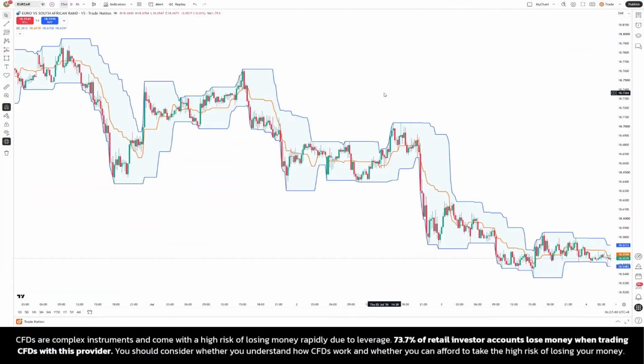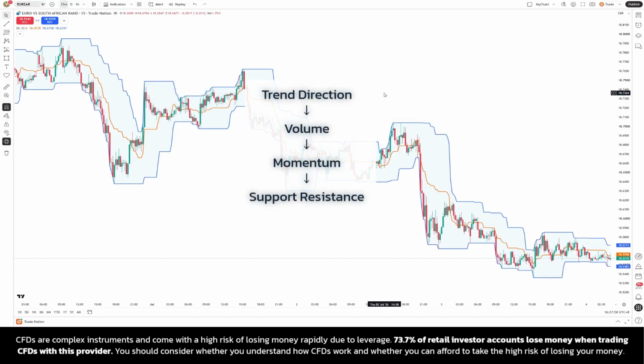One limitation is that Donchian channels do not confirm breakout quality by themselves. Price can break above the upper band or below the lower band and then quickly move back inside the channel. In sideways markets, this can create false breakout signals. For that reason, the indicator works better when it is read with trend direction, volume, momentum, or support and resistance.